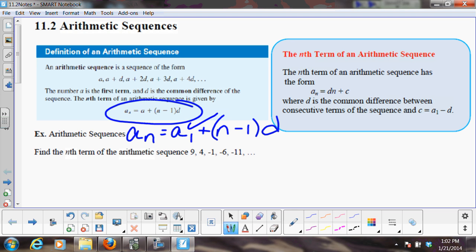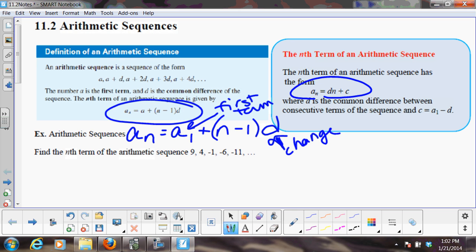So this would be the first term. This is what it's changing by, common difference. There's another formula. There's also this one, which is probably not on your paper. You should write down D is your common difference.